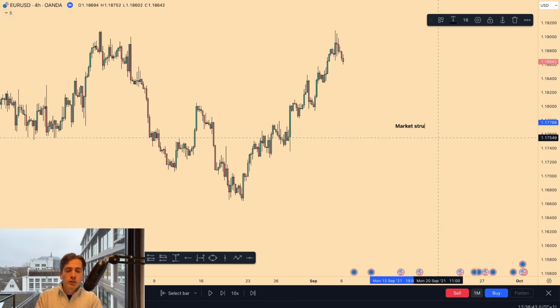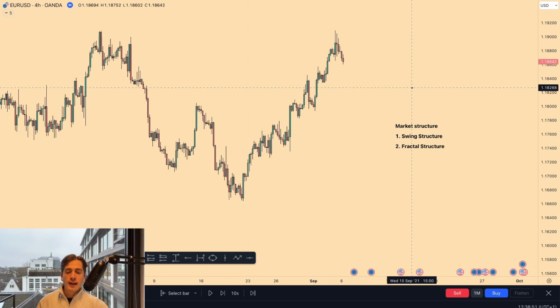When it comes to market structure, there are two forms of market structure, okay? We have swing structure and we have fractal structure. These are the two most important forms of structure, and when you understand these two, you can read any chart and you can always understand how to take a trade.